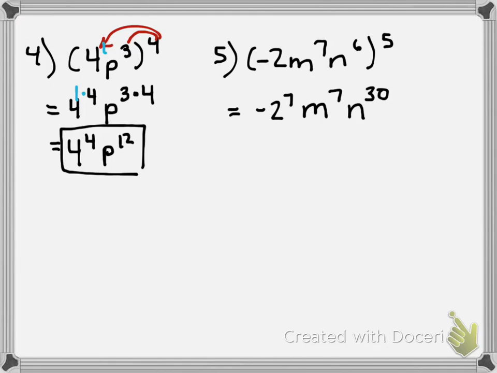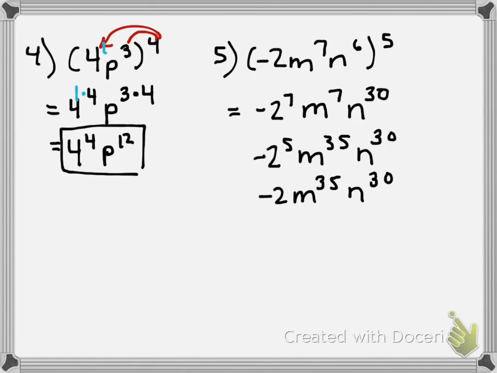Somebody have a different answer choice. Okay, Talia. Negative 2 to the 5th power, m to the 35th power, and n to the 30th? Okay. All right. Somebody with a slightly different answer? Matt? Okay. Don't give me the same one. Breck? Okay. Anybody else? Okay.